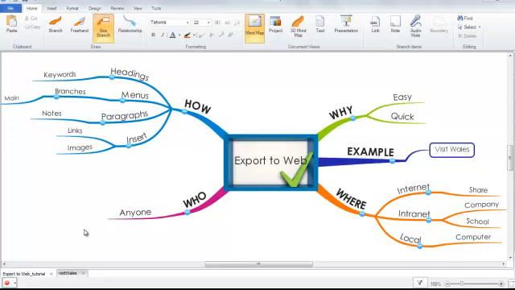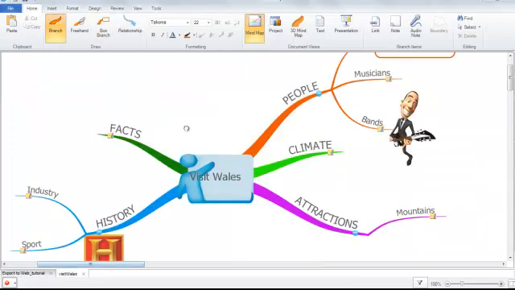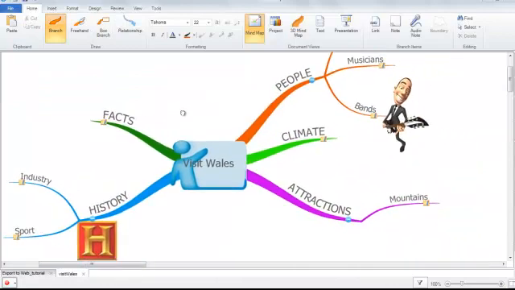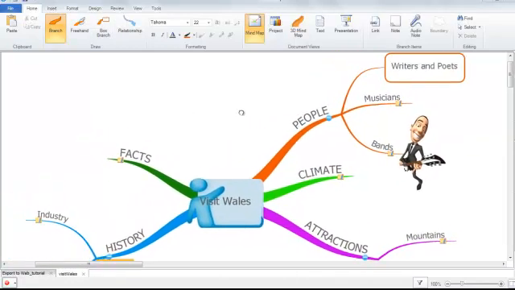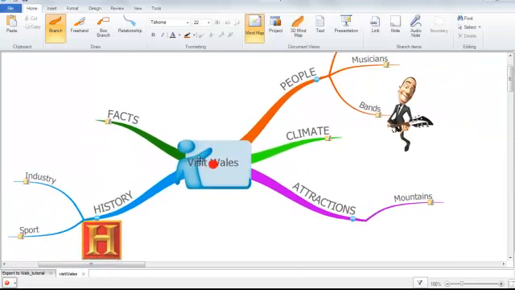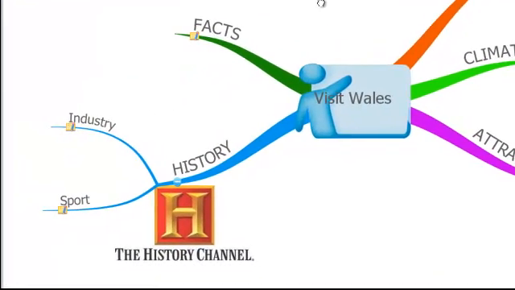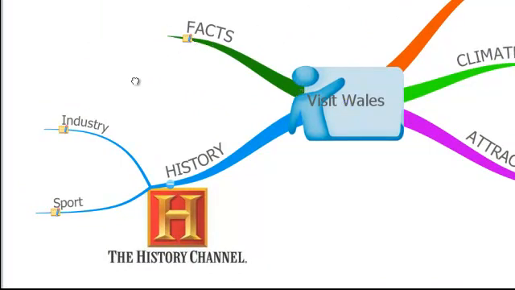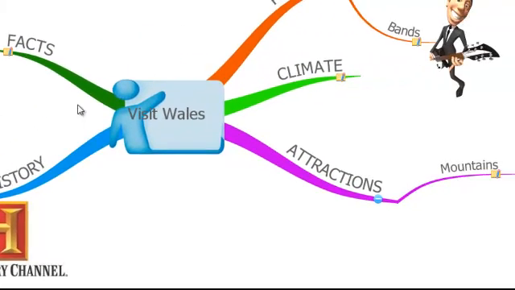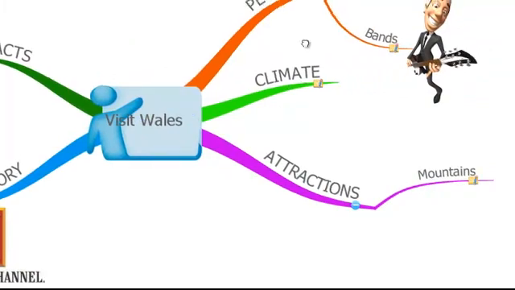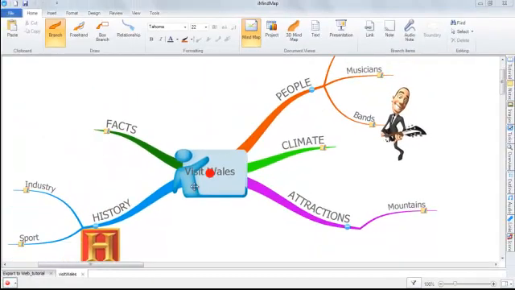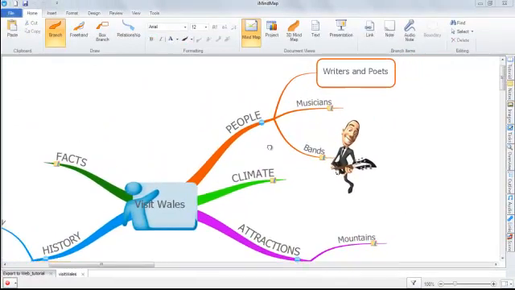As mentioned, I have a mind map here named Visit Wales. And as you can see, on first glance, it looks very, very basic and minimal. So we have the central idea, Visit Wales. We have five main branches: people, climate, attractions, history, and facts. When I just pan around, as you can see, there are actually quite a lot of notes added to my branches within the mind map. I also have two images, one, two. We're just now going to look at the notes in more detail.